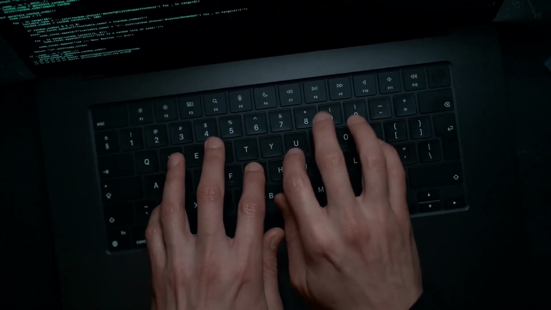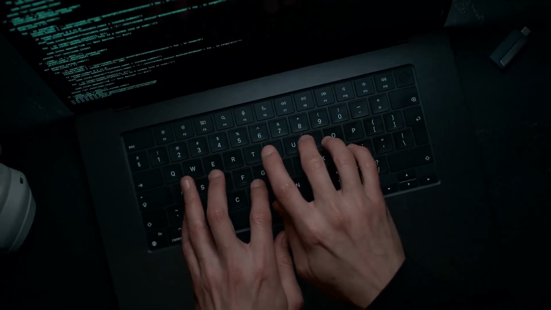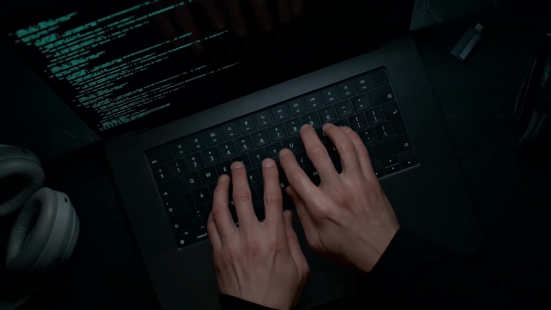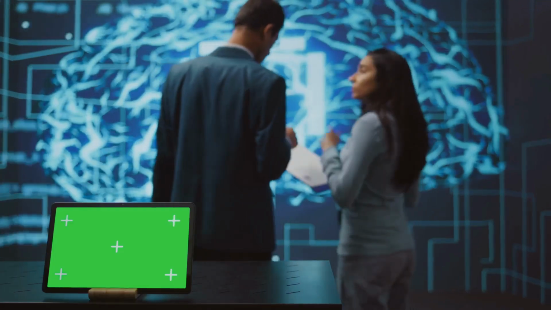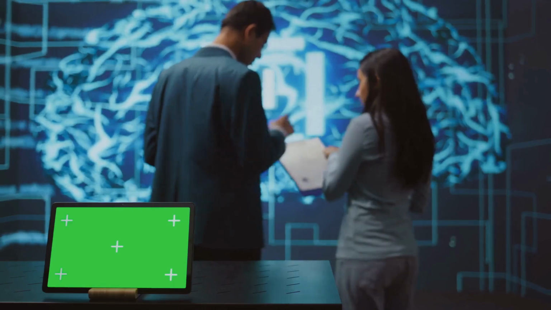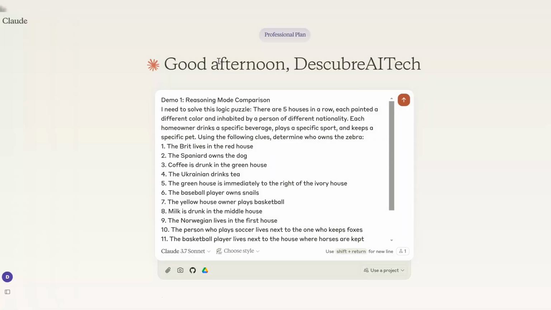Let's dive straight into what makes Claude 3.7 different from everything else, its reasoning ability. Unlike other models that just spit out an answer, Claude can actually show you its thinking process. Watch what happens when I give it this incredibly complex logic puzzle that most humans would struggle with.